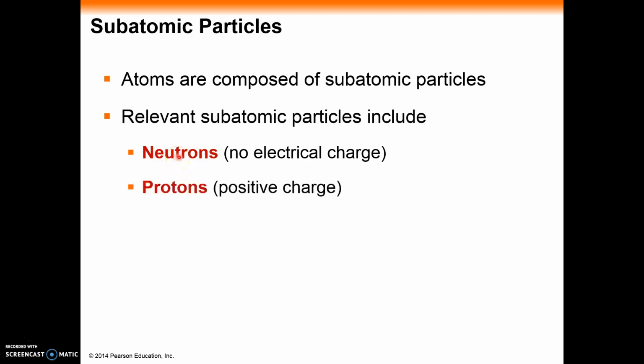We also have something called a proton, which does have a charge. It's similar in size to a neutron, but it in fact has a positive charge associated with it. We also have electrons, and electrons have a negative charge associated with it.